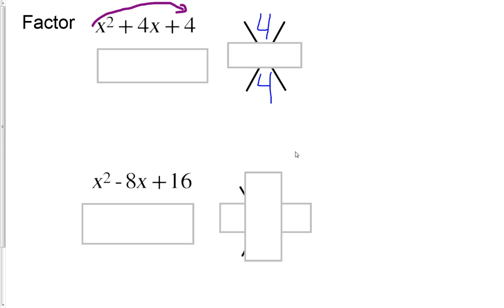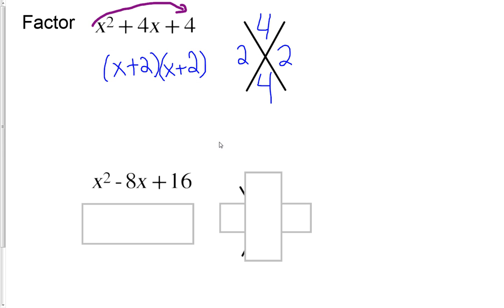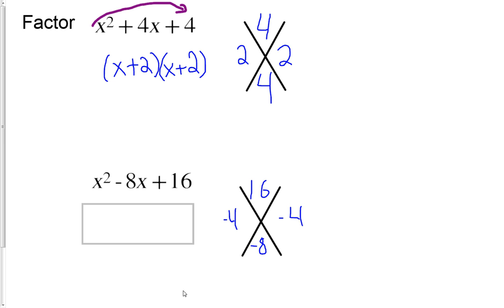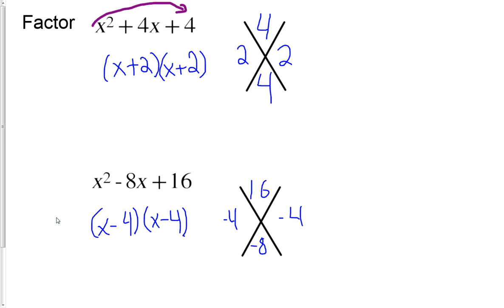Numbers that multiply to equal 4 and add to equal 4: 2 times 2. So x plus 2 times x plus 2. Then x squared minus 8x plus 16: 1 times 16 is 16, adding to equal minus 8. That means we're going to have minus times minus, and the square root of 16 is 4, so minus 4 times minus 4. And we get x minus 4 times x minus 4.